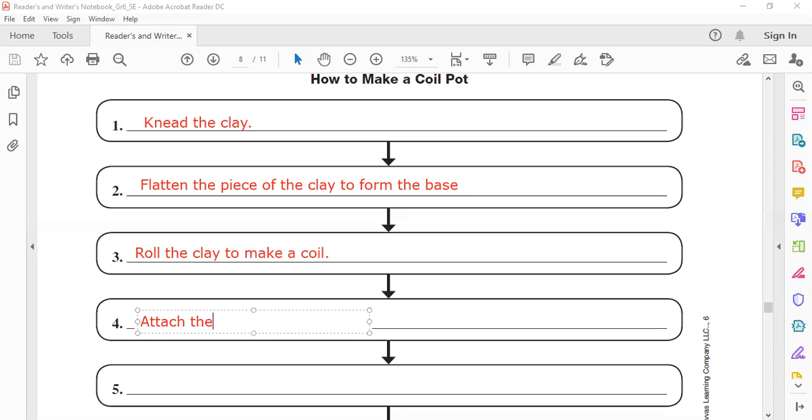So I will say number 4. Attach the coil to the base so you can form a shape that you like. Number 5. What happened next? Continue making and adding coils of clay. So add more coils.